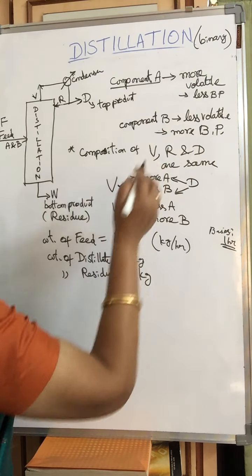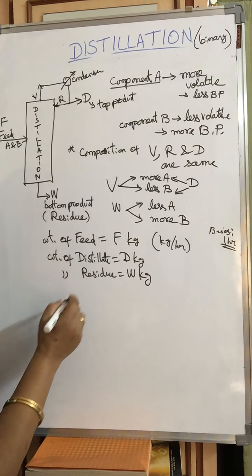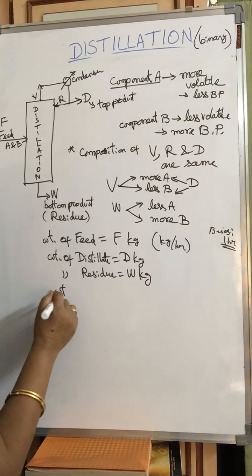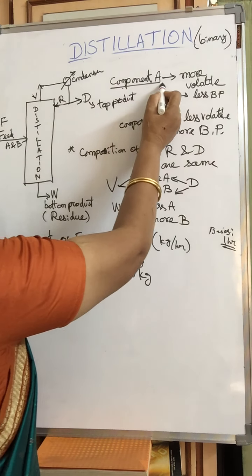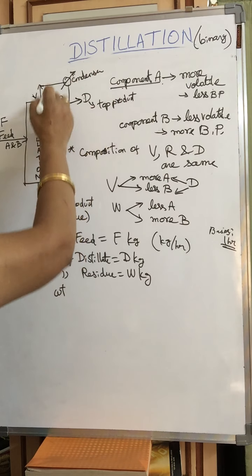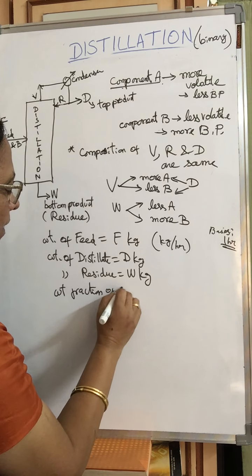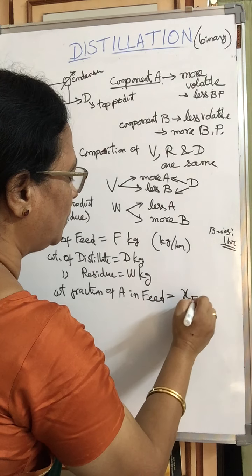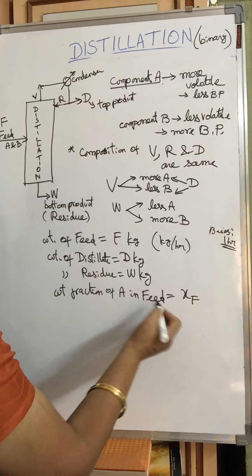Then for component A balance, component balances also we write. Before writing that component balance, we shall assume another one. Always select component A as more volatile. Component A is always more volatile. That means this top stream contains mostly A. So weight fraction of A in feed. Okay, this is the notation we are going to use. XF is what? Weight fraction of A in feed.